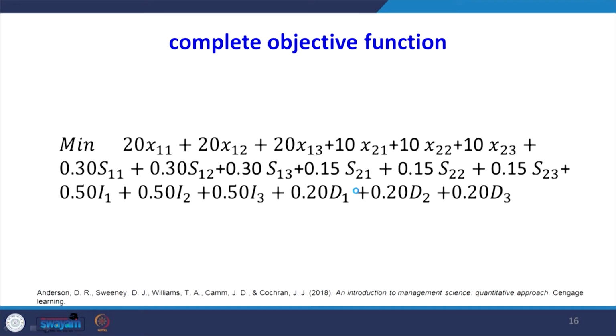Now, I am going to write the complete objective function. So, this portion up to here is my production cost. This up to here is my inventory cost, and this up to here is my setup cost. Now, we will go for writing the constraint.